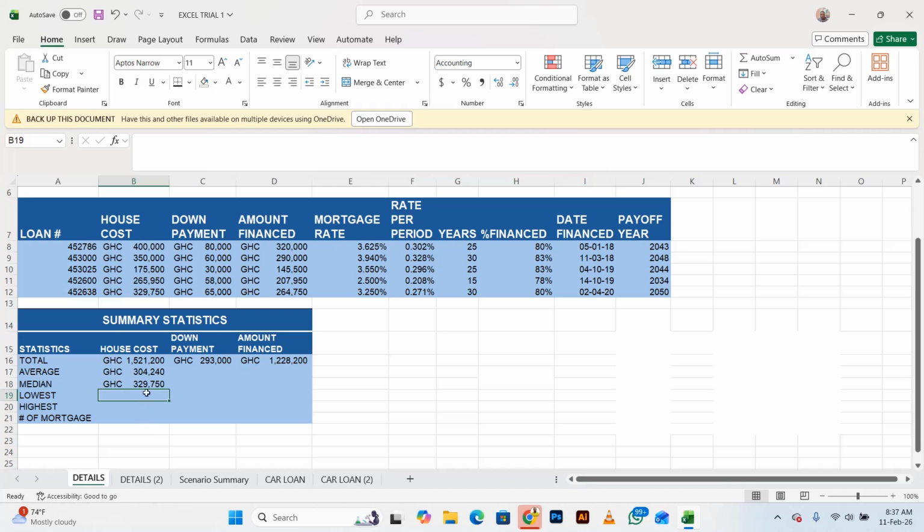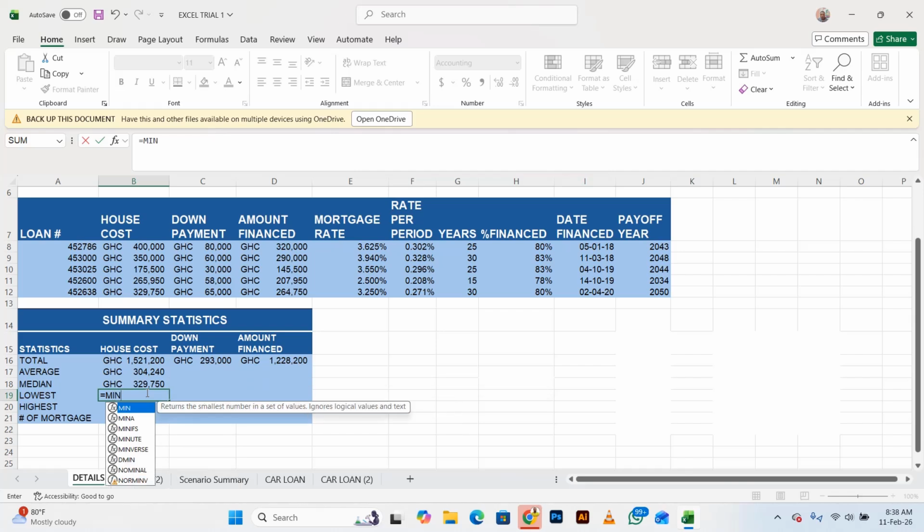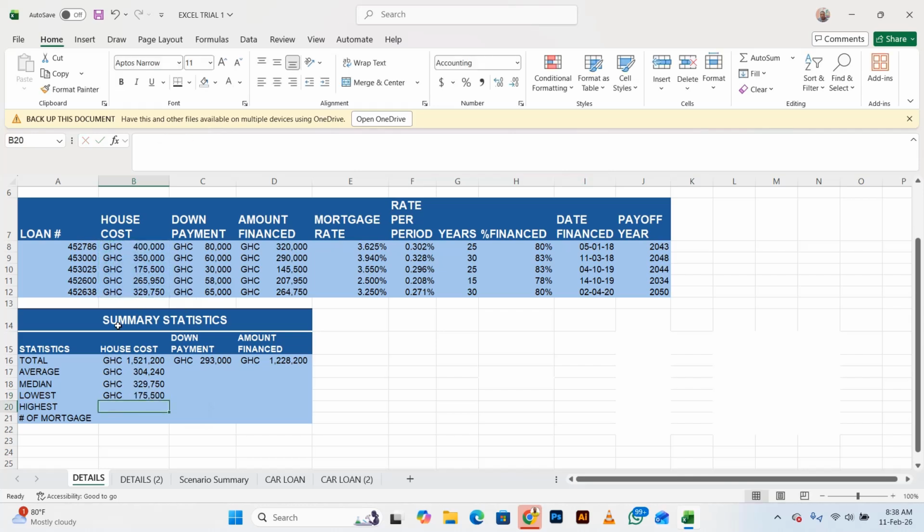You come to the lowest. The lowest on Excel is not "lower". So when you type equal to lower, it's just the case that will be affected. When you want to change everything to lower case, that's when you use it. But when it comes to the least or the lowest, you use minimum. So you select minimum, you double click, and then you select the range again. The same thing. Enter. You are good to go.